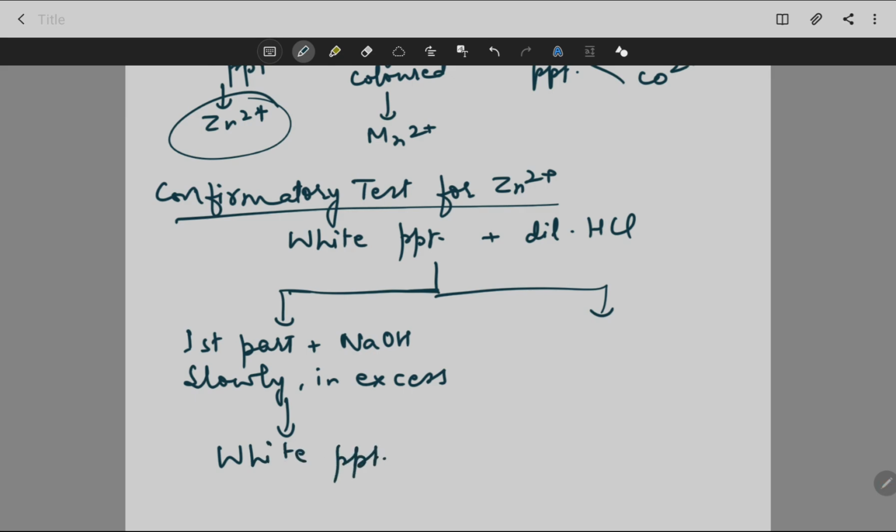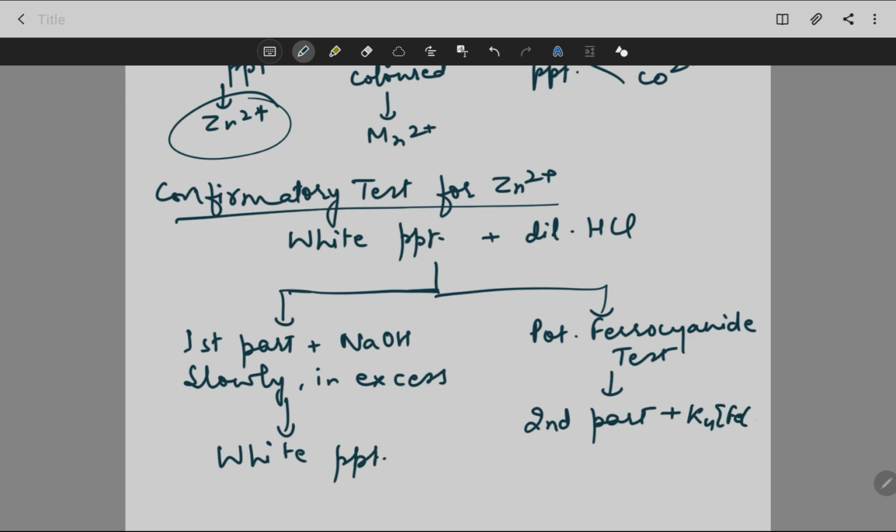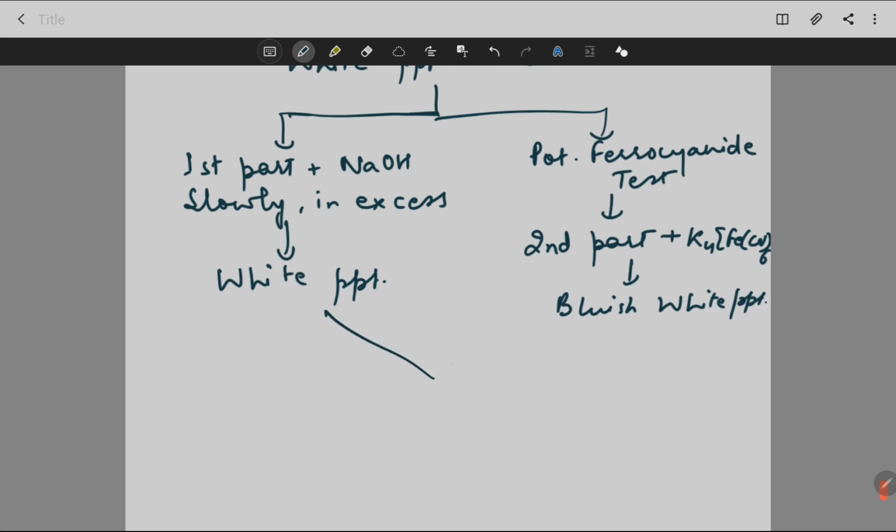Now what about the other test? The other test is potassium ferrocyanide test. Now how do we perform this test? To the second part of this solution, add potassium ferrocyanide solution, K4[Fe(CN)6]. So add this, what we will get? We will get bluish white precipitate. Appearance of bluish white precipitate confirms Zn2+. So these are the confirmatory tests.